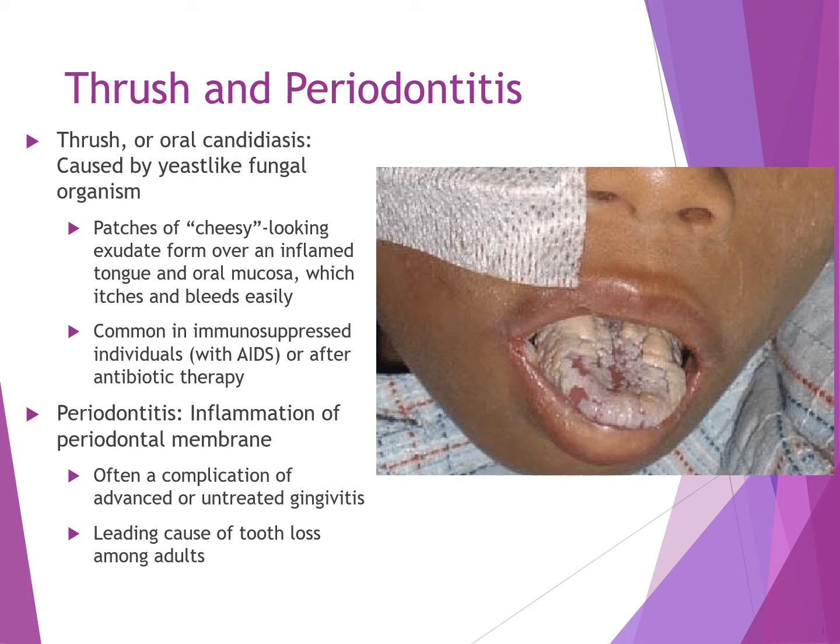Sometimes you will see this in little babies, particularly because their immune system isn't completely developed yet. However, in adults, it's most commonly seen in individuals with suppressed immune systems, like those with HIV/AIDS, or they're on antibiotic therapy for some reason, like if they've received an organ transplant or something like that, where they're having immunosuppressive therapy of some kind.